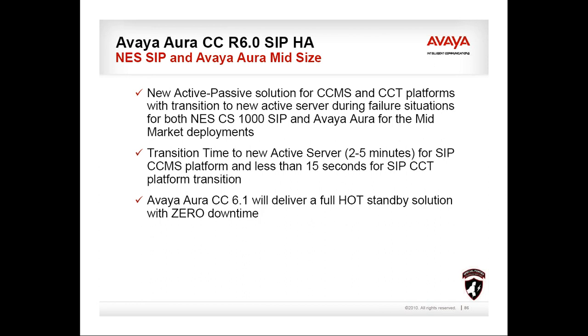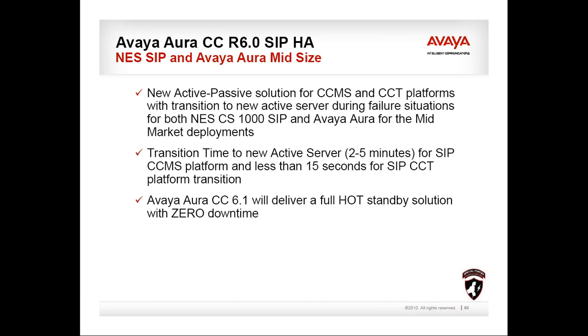And then on the Avaya side, if you're an Avaya Aura solution today, or you're thinking about going to that, so we looked at the hot campus solution. Now you're talking active passive solution for CCMS and CCT platforms with transition to a new active server during failover situations. So it's not active-active, it's kind of active and hot standby like we talked about before. The transition time to the new active server is 2 to 5 minutes for SIP CCMS and less than 15 seconds for the CCT.